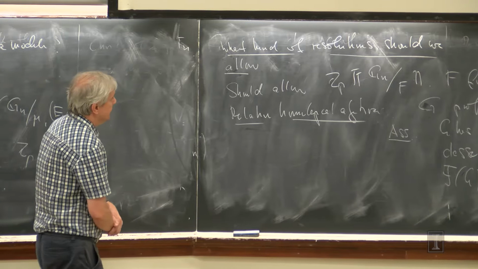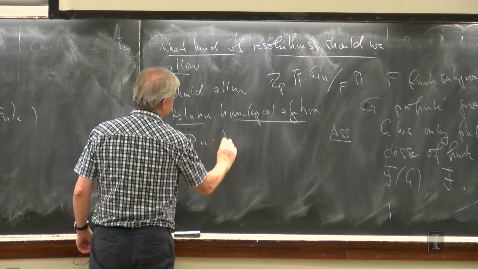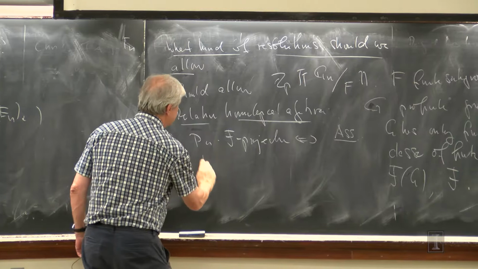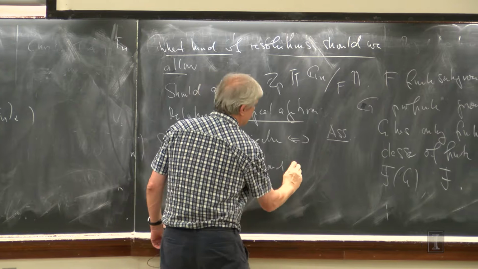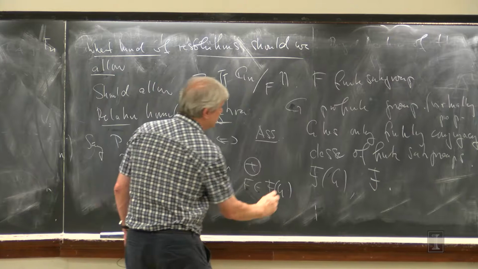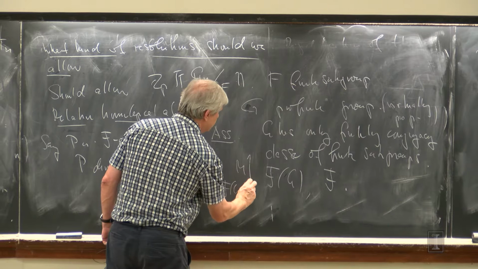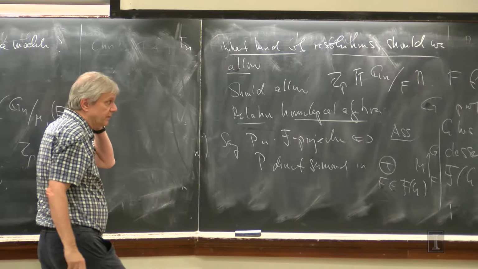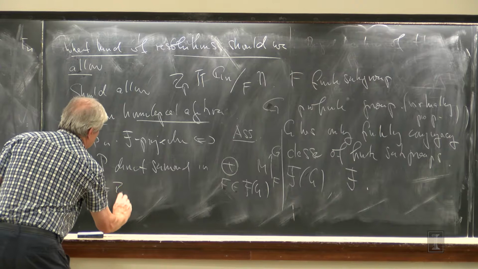And now you call the module, say, P, F-projective if P is a direct summand in a direct sum indexed over these F in F(G). And for each F, you take a finite dimensional module M for this group F, and you induce it from F to the group G. Okay. So if M is a trivial module for F, and you induce it up, you get this permutation module.